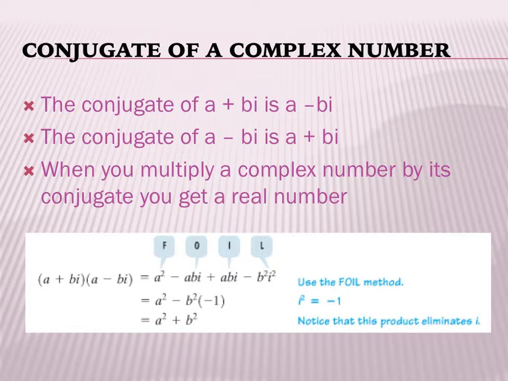All right, conjugate of a complex number. So the conjugate of a complex number, like a plus bi, is a minus bi. So you keep the sign on the a the same, but you change the sign on the b to find the conjugate. So a plus bi conjugate would be a minus bi, and a minus bi conjugate would be a plus bi. So you only change the sign on the b. When you multiply a complex number by its conjugate, you get a real number because you eliminate the i term, and the i squared term gets replaced with negative 1. So by multiplying a complex number by its conjugate, we actually make it a real number.